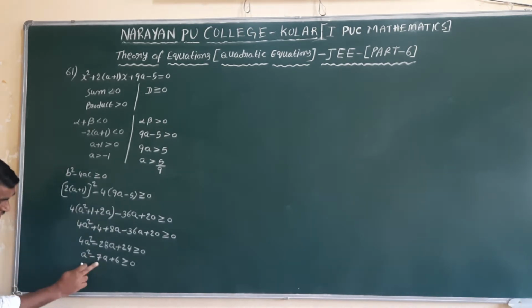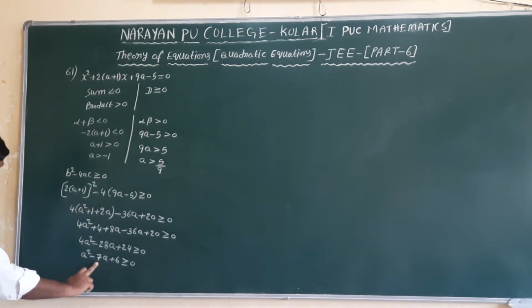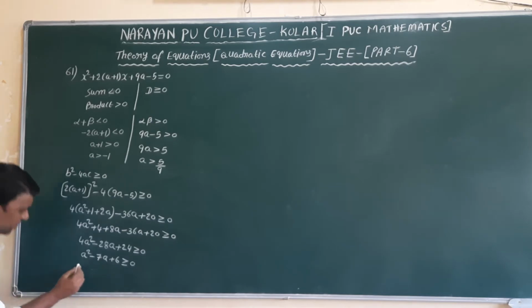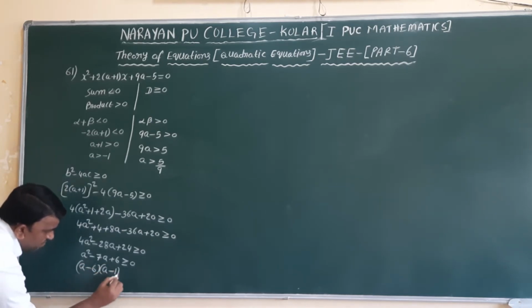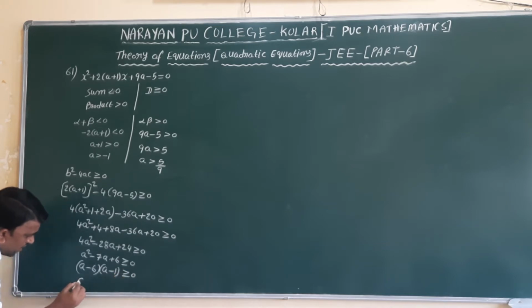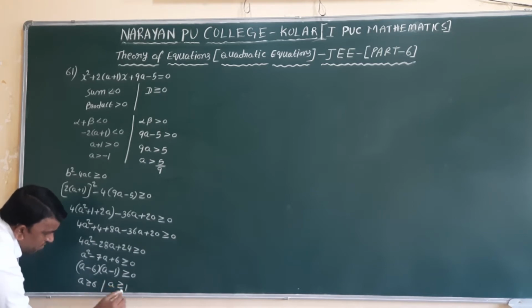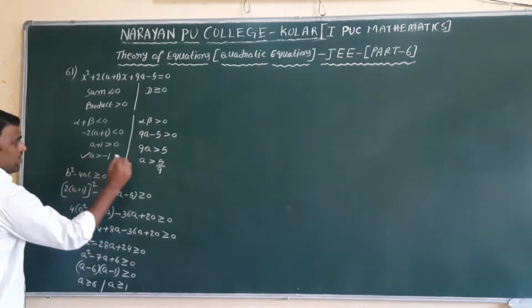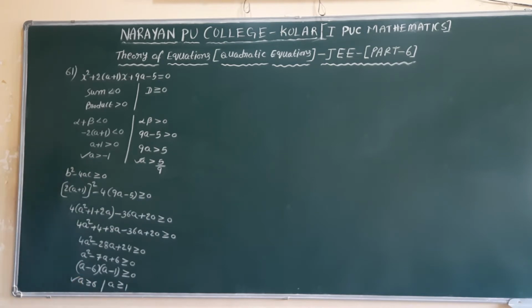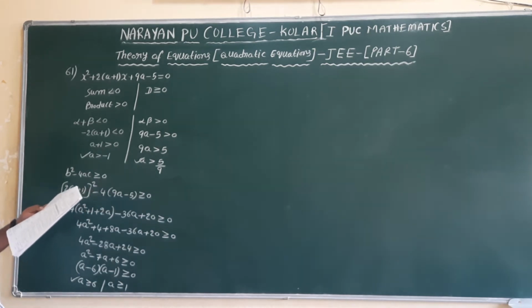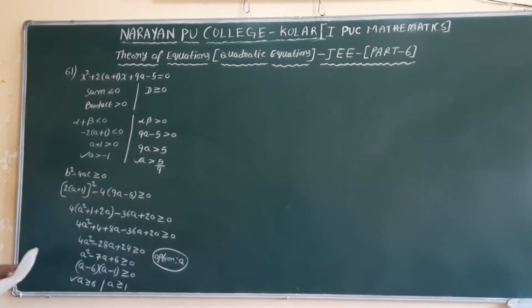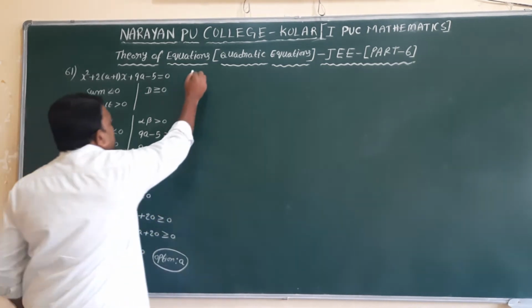This we can split: a minus 6 into a minus 1 is greater than or equal to 0. Either a is greater than or equal to 6 or a is greater than or equal to 1. So observe in this which one will satisfy the option, that we need to see. So option A is correct one.